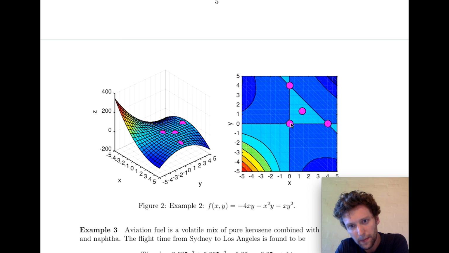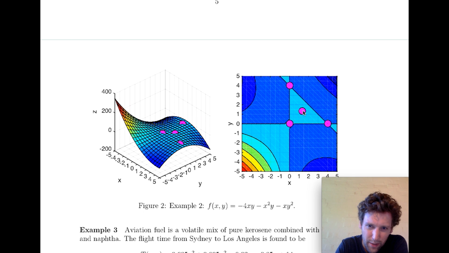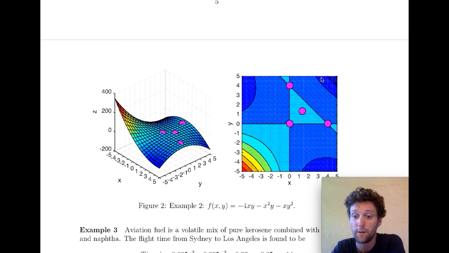You can see that at this point here, if I move in this direction, I'm actually moving downhill in either direction, but if I move in this direction, I'm actually moving uphill. Likewise here, if I move in this direction, I'm moving downhill in either direction, but if I move in this direction, I'm moving uphill. So these are all saddle points, whereas this point here, no matter what direction I go in, I'm always going downhill. That's a local maximum.